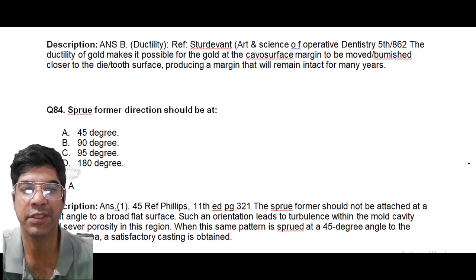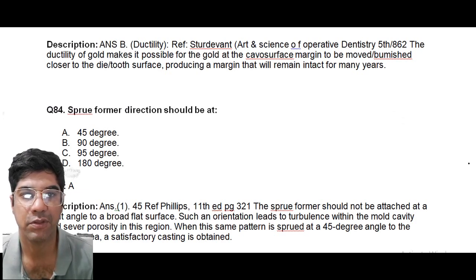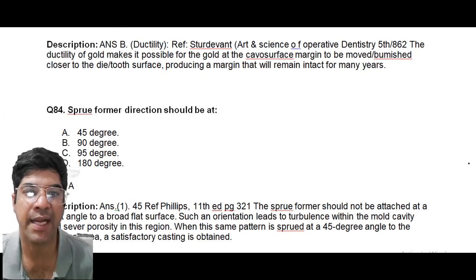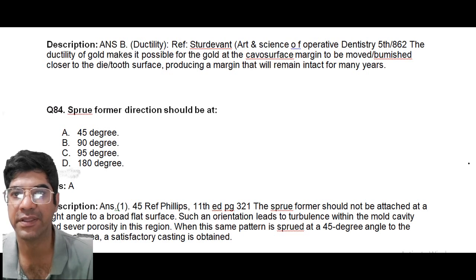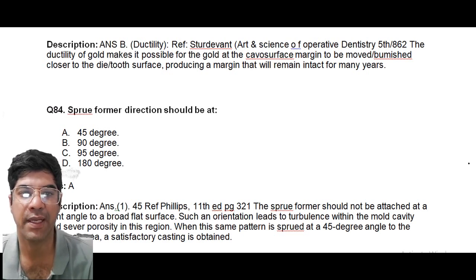Sprue former direction should be at 45 degrees. It should be at 45 degrees rather than at a right angle to the broad surface. So that reduces the turbulence within the mold cavity and minimizes the porosity in the casting.